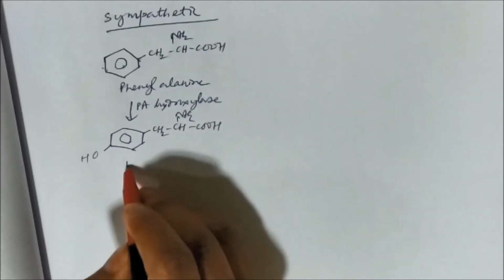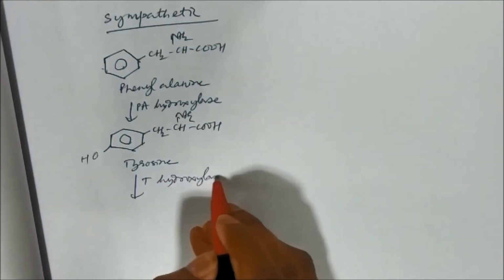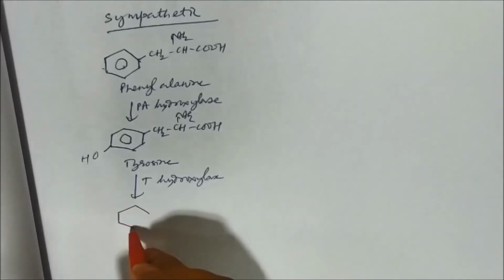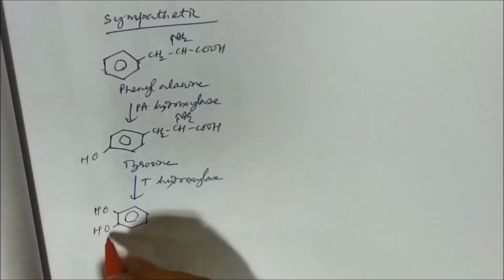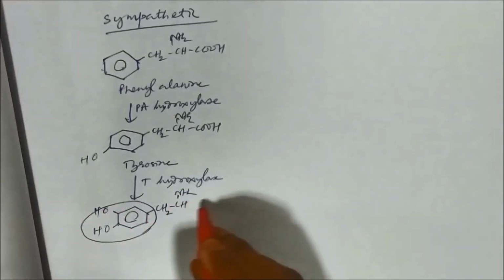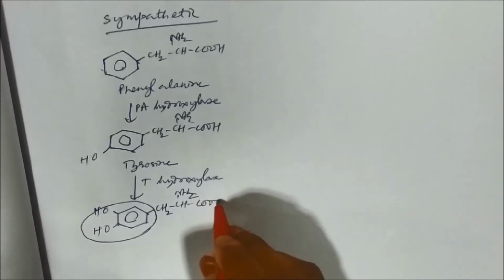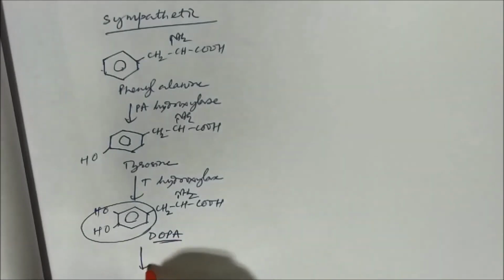Another amino acid called tyrosine, and this tyrosine, again by the action of tyrosine hydroxylase, will be converted to dihydroxyphenylalanine. So this is a catechol nucleus. This is called DOPA, dihydroxyphenylalanine. So DOPA, by the action of DOPA decarboxylase.